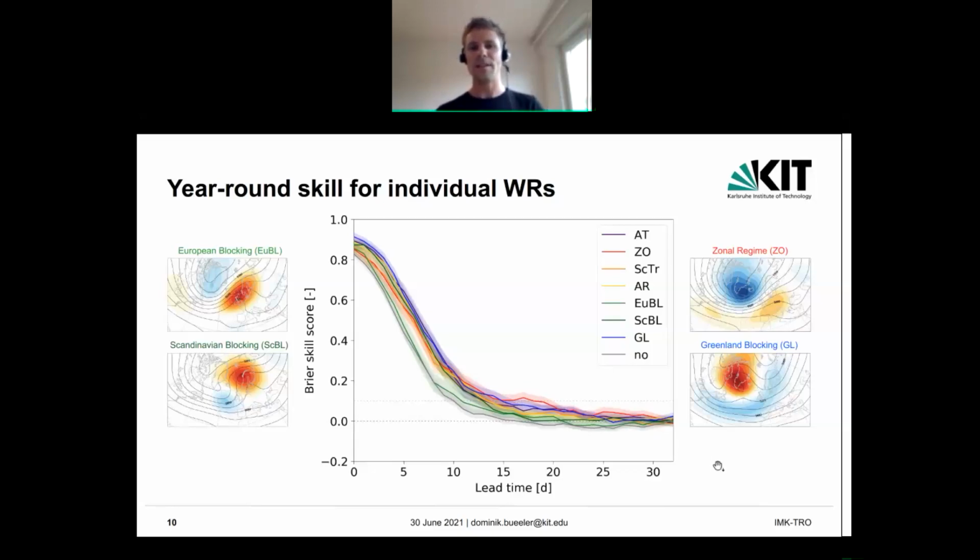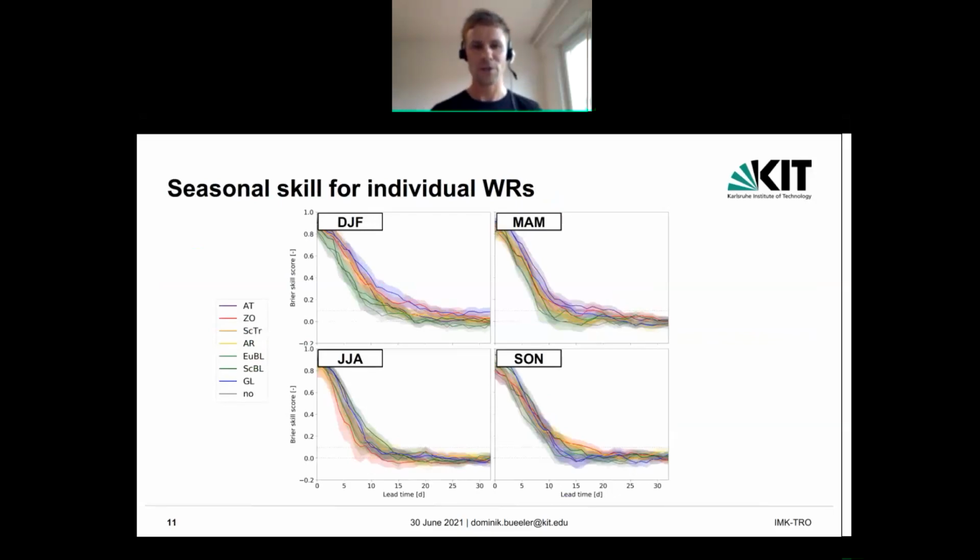Of course, now the question arises, how do the individual seasons contribute to this skill throughout the year? So I'm showing you the same plots here again for the individual seasons. And now you see the skill scores become less robust due to the smaller sample size, but we still see important and interesting differences. So first of all, let's focus again on the European blocking. It might be hard for you to see, but all 4 seasons show that the European blocking is one of the regimes with the lowest skill, basically.